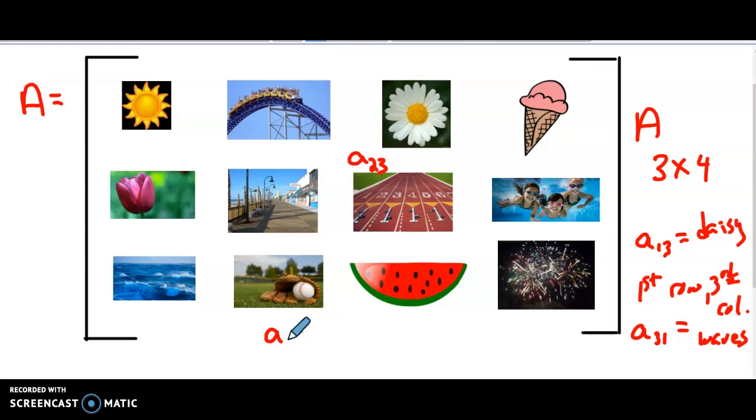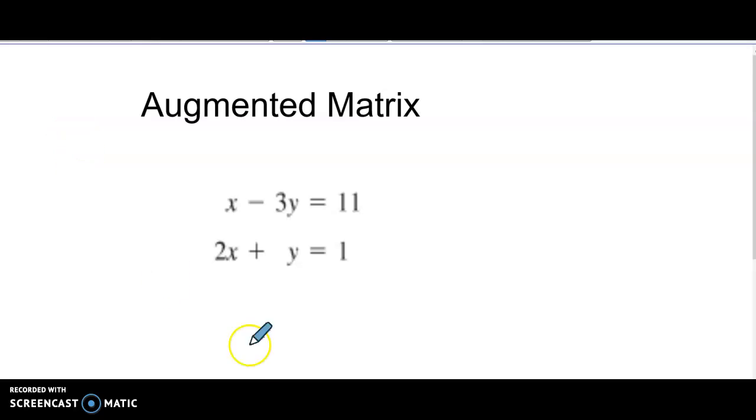I want you to find A, 3, 2. You're right. It's the baseball glove. Okay? Third row, second column. All right. Good job. Now we're going to make something with this system.